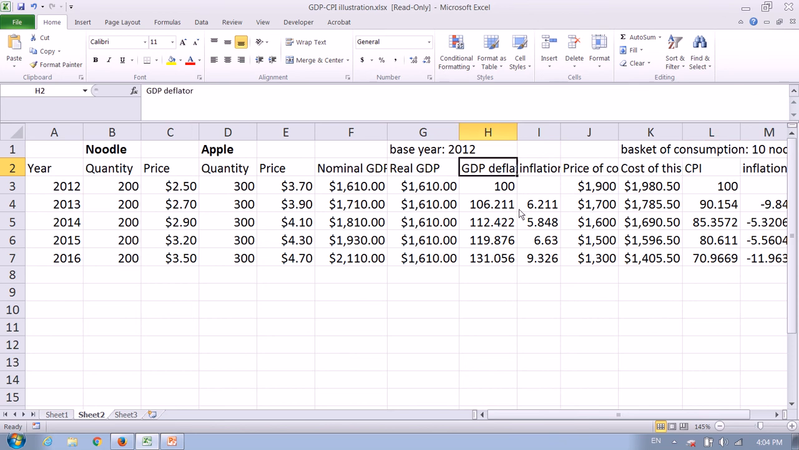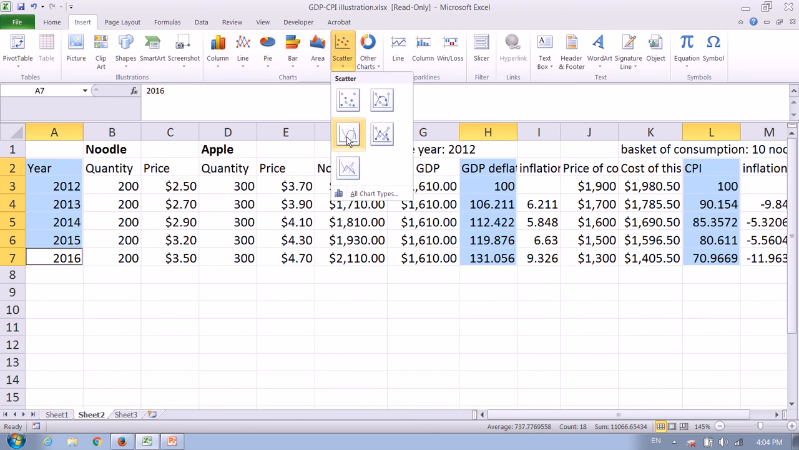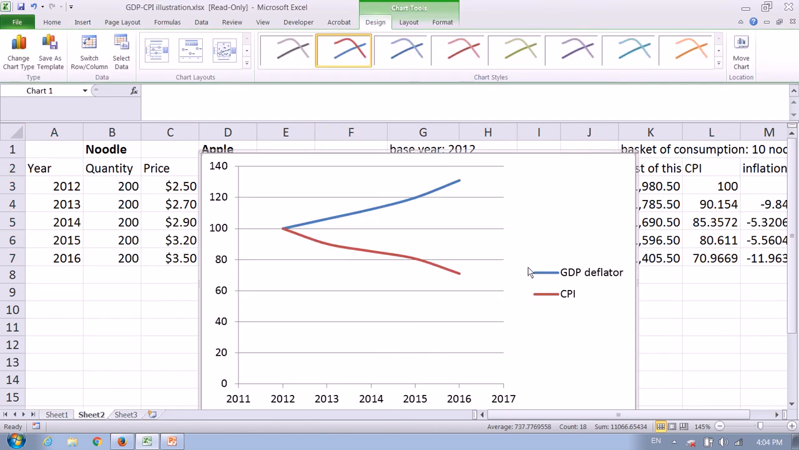Okay, so now we have calculated the CPI and the GDP deflator, and we should see that it's different. It tells a totally different story. The GDP deflator says that prices are increasing, while CPI says that prices are decreasing. And this is due to the fact that these two indicators measure different things.